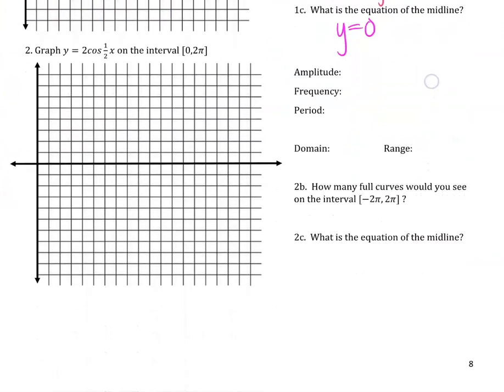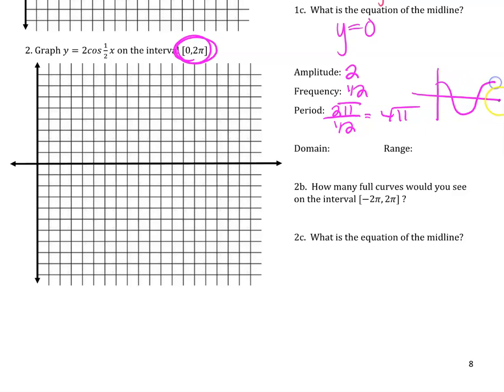Next example, graph y equals 2 cos of 1/2 x. So the amplitude would be 2, the frequency is 1/2, which means the period is 2 pi divided by 1/2, or 4 pi. You'll notice that we're only graphing on the interval of 0 to 2 pi. One full cycle of cosine would end at 4 pi units, but we're only graphing to 2 pi, so you're only going to see half of the curve, which makes sense because the frequency is 1/2.